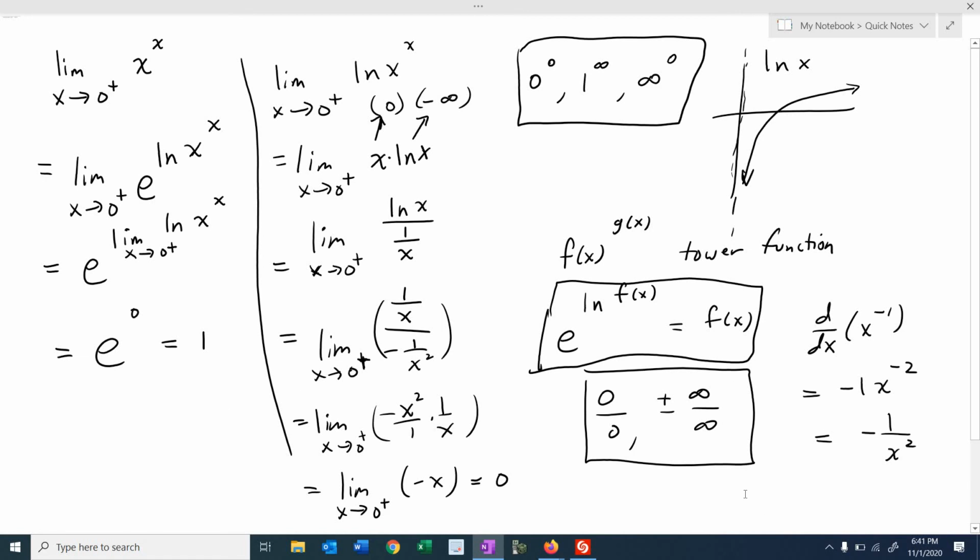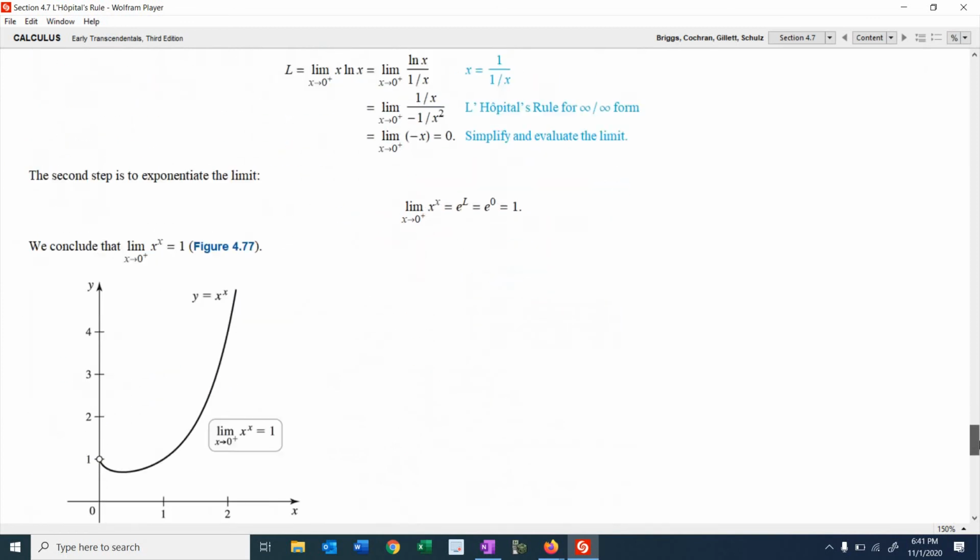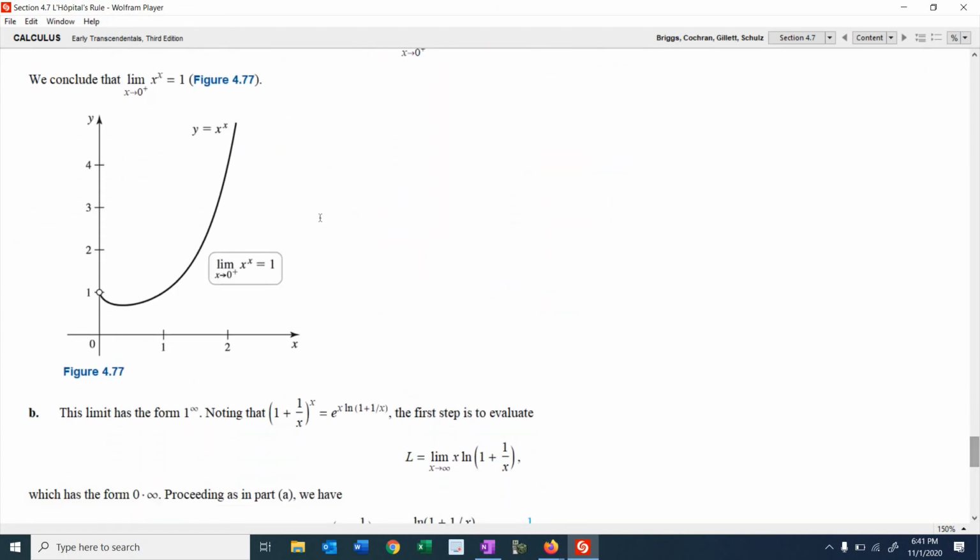Okay, so let me just show you real quickly the graph of this tower function, x to the x power. The graph of that function, x to the x, looks like this. And I think you can see from the graph that as x is getting closer to 0 from the positive side, the y value is approaching 1, right, which is what we found it to be algebraically. So the graph confirms that what we found algebraically is correct.